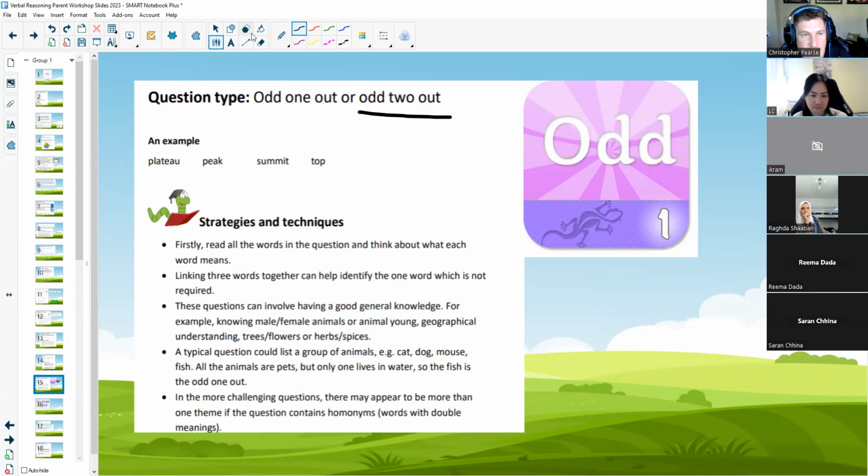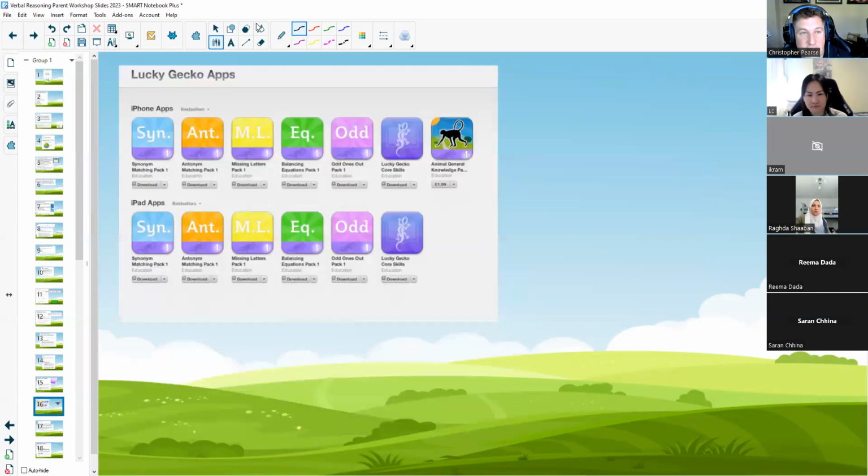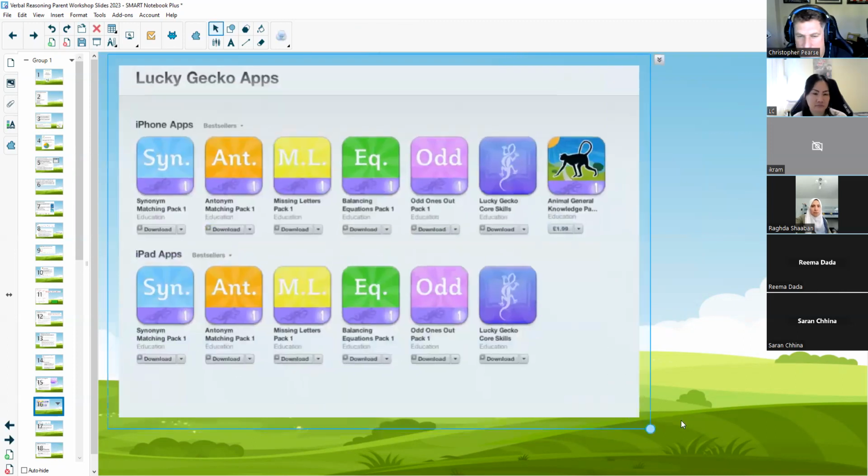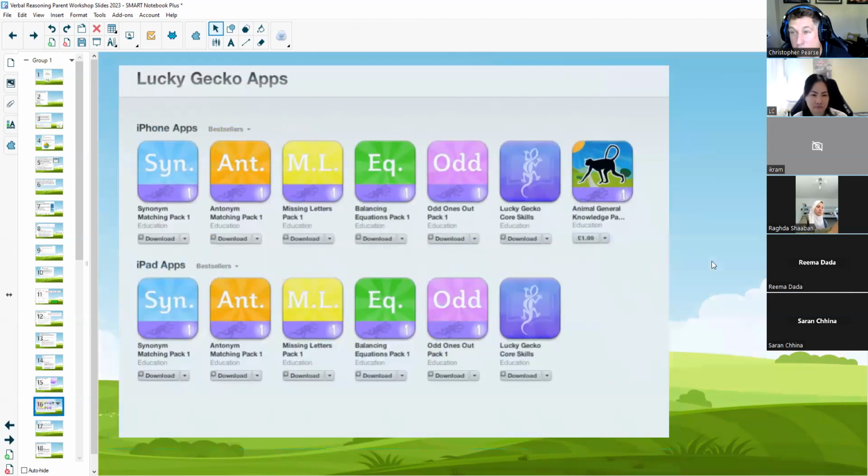The reason for this very large looking button here that just says odd is this is a company called Lucky Gecko. And Lucky Gecko have a series of apps, really, really good. I'm afraid they're only available on Apple devices. I don't think you can get them on Android, but they do synonyms, antonyms, odd ones out, really gamey. So the idea is children have 3 lives. They have to try and keep those lives for as long as they can. And they are fantastic. So Lucky Gecko apps, well worth having a look at.